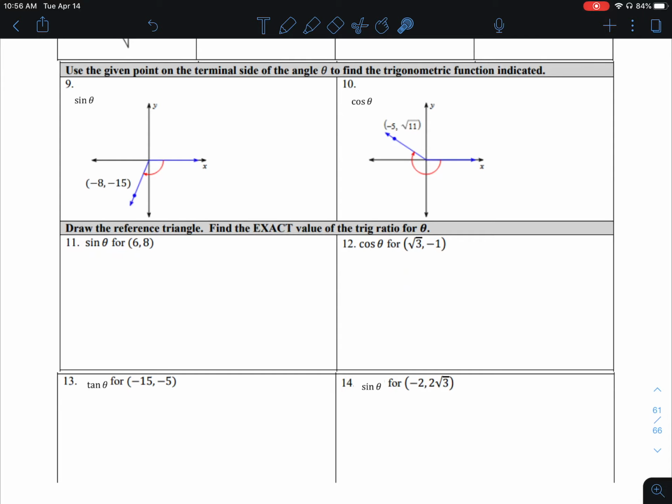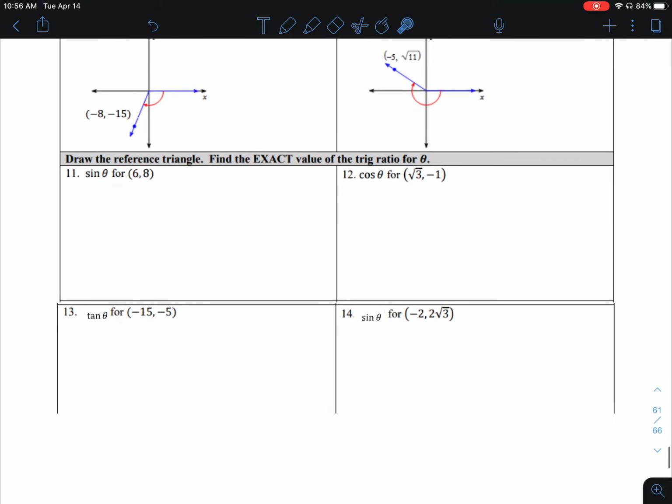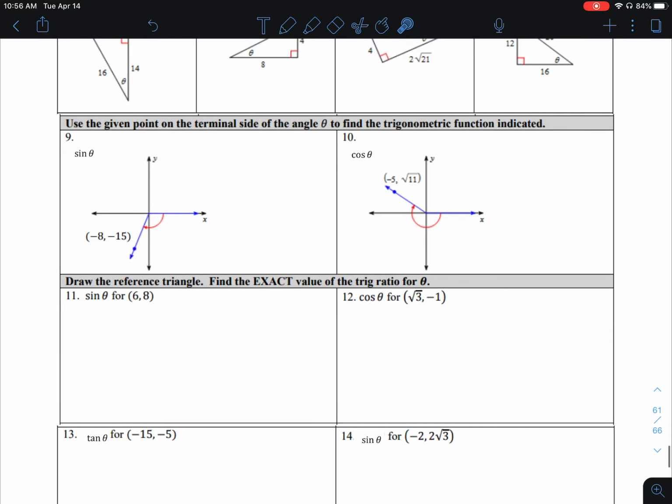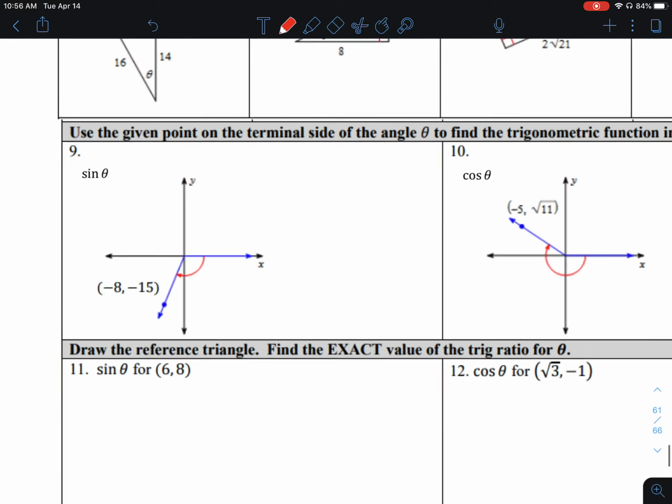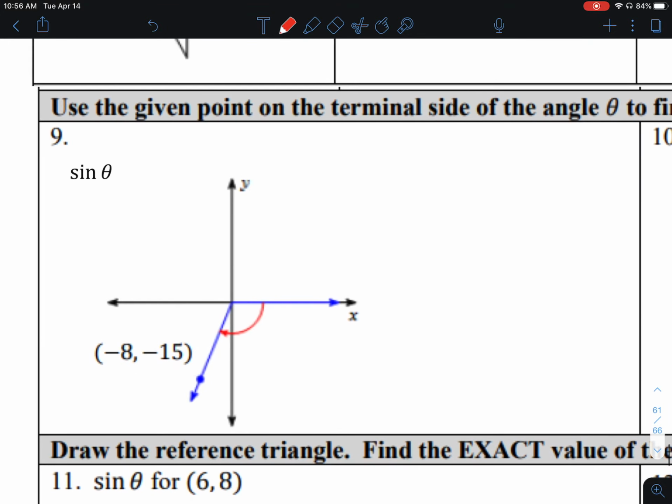Now, question 9 through 14, this is coordinate plane stuff. So when we're looking at question number 9, sine of theta is y over r. In order to do this problem, we have to know what x, y, and r are. We're going to make a reference triangle. So this is the hypotenuse. The reference triangle always includes the x-axis as one of the legs.